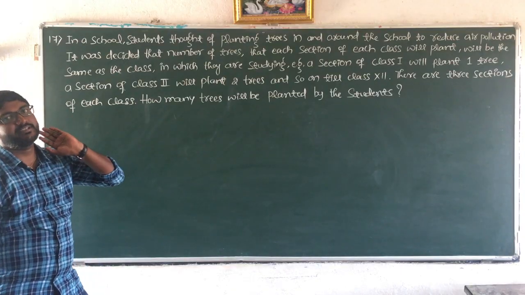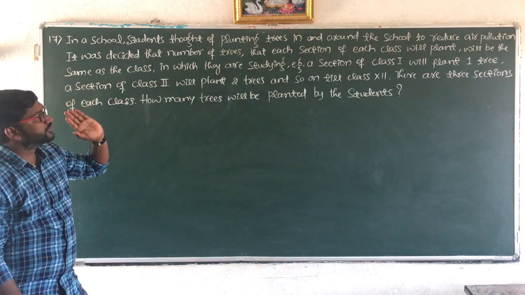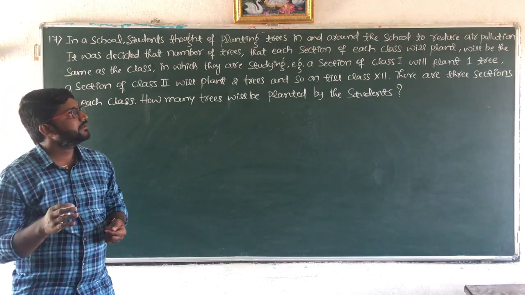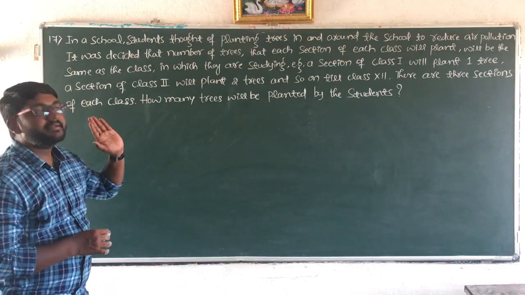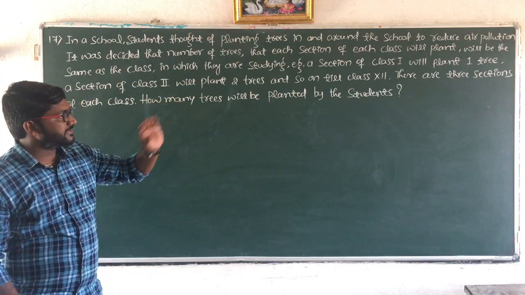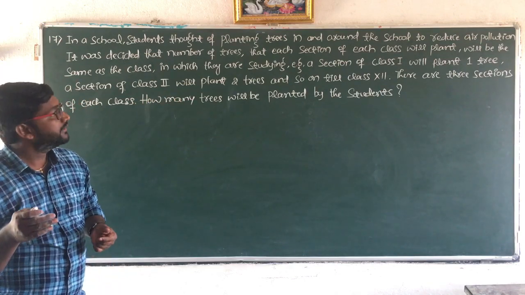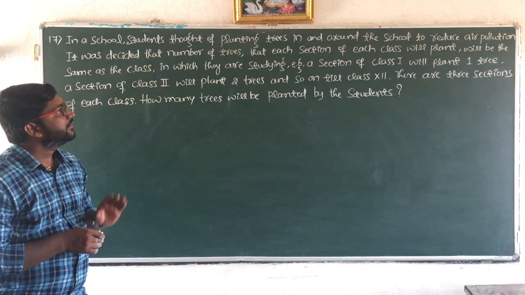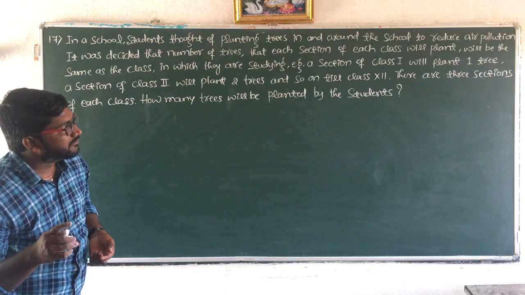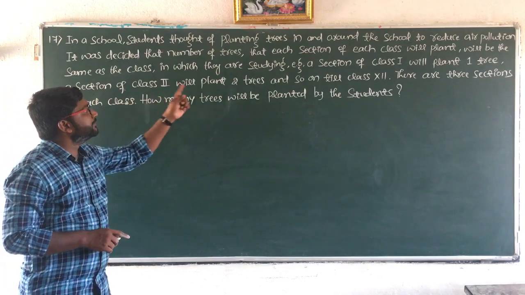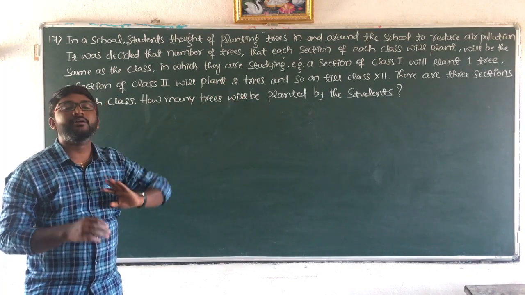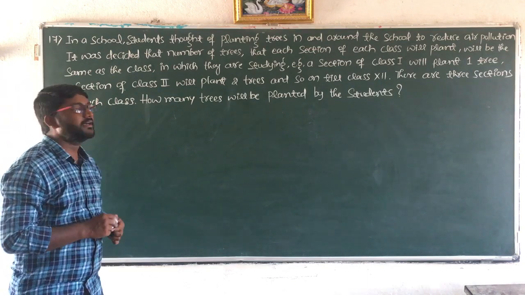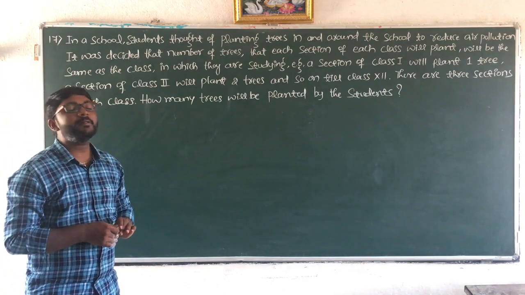Well, so let us solve the 17th question. In a school, students thought of planting trees in and around the school to reduce air pollution. It was decided that the number of trees that each section of each class will plant will be the same as the class in which they are studying. Example, a section of class 1 will plant 1 tree, a section of class 2 will plant 2 trees, and so on till class 12. There are 3 sections of each class. How many trees will be planted by the students?